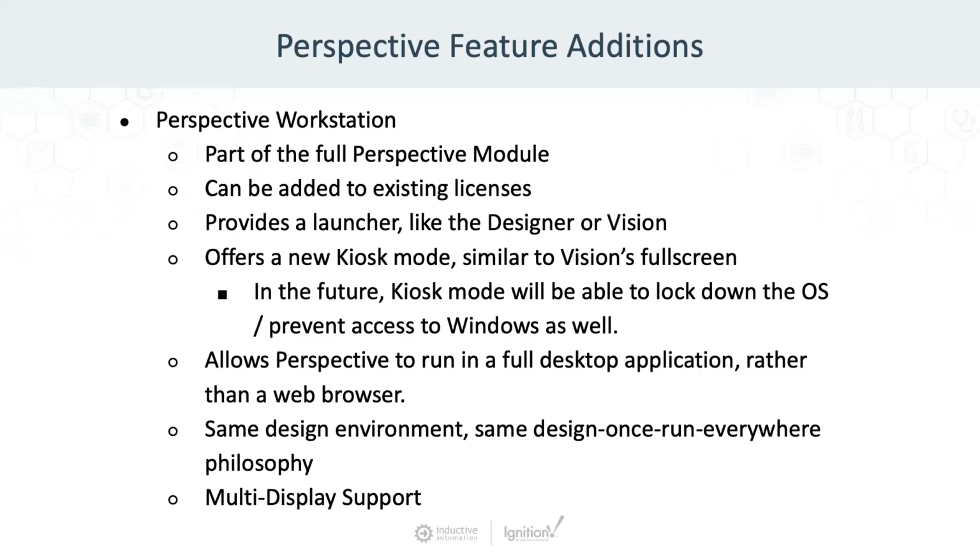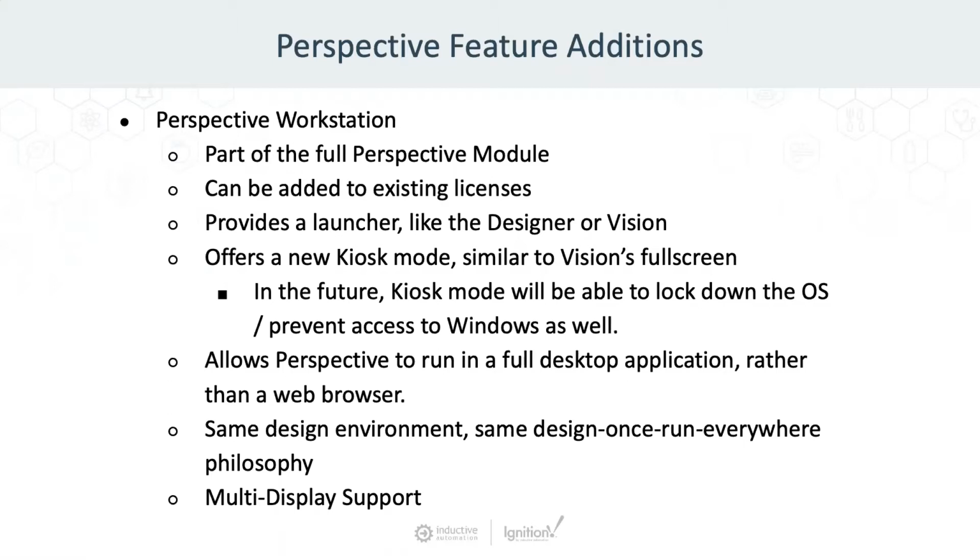Now you've got this additional license component, which we call Workstation, that we can add to our licensing as well. It also provides a launcher when you run your Perspective Workstation component, just like the old Vision launcher. So it's got a very similar look and feel to that. And you can also put it in kiosk mode to always launch in full screen and then lock out the OS, to prevent users from accessing the Windows operating system at the backend at all. Currently in the release candidate, I know that lockout mode is not fully functioning 100%, but it is something that they're going to bring in the future.